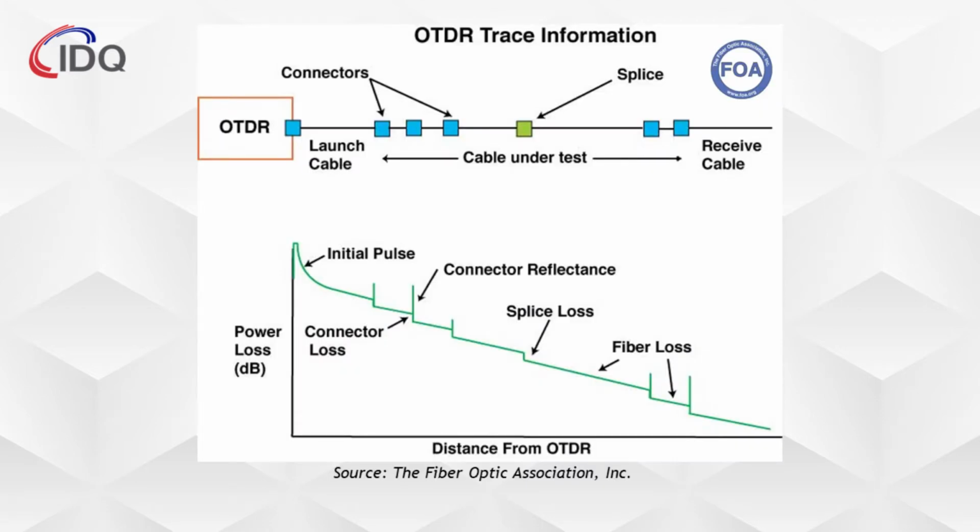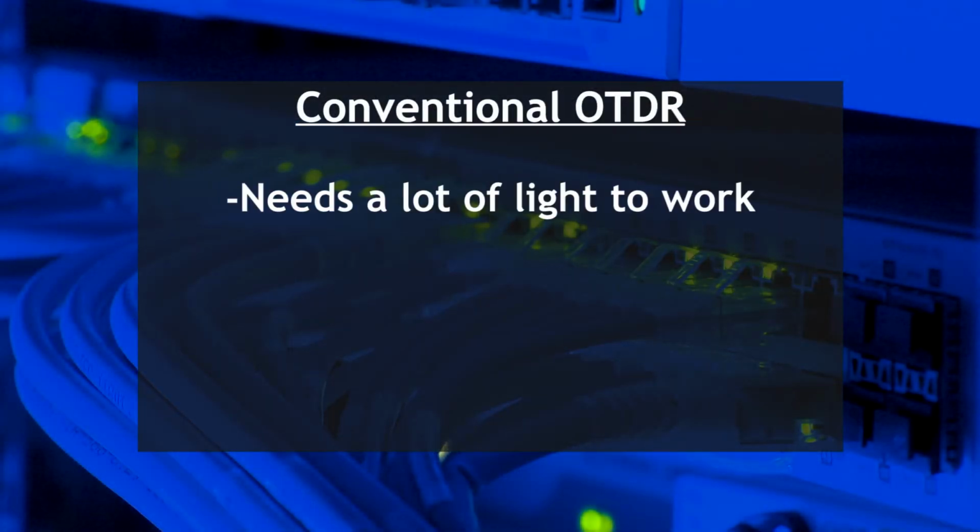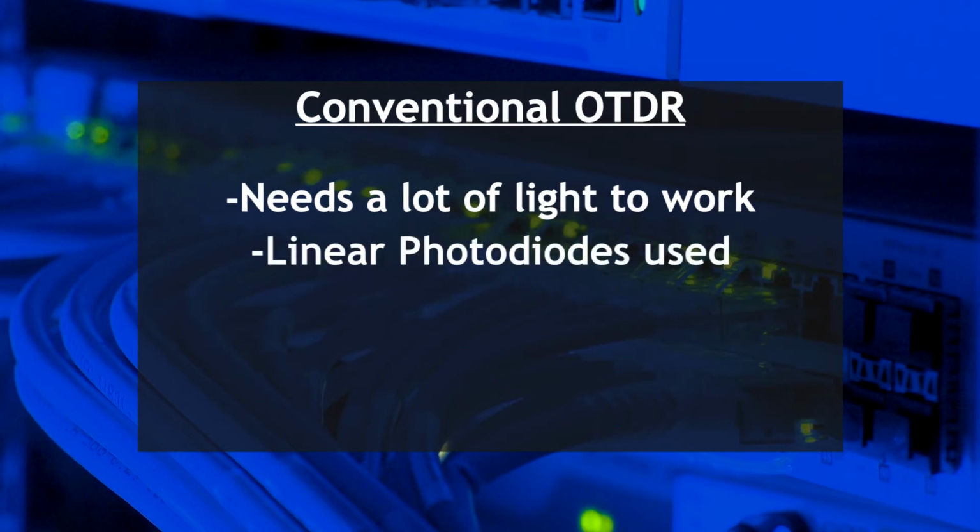OTDR is also used to calculate the signal loss over a length of fiber or through various types of junctions, splices, connections, or interfaces. Conventional OTDR relies on a barrage of photons sent with each pulse, enough to ensure that the linear photodiodes used in such systems can register a signal.